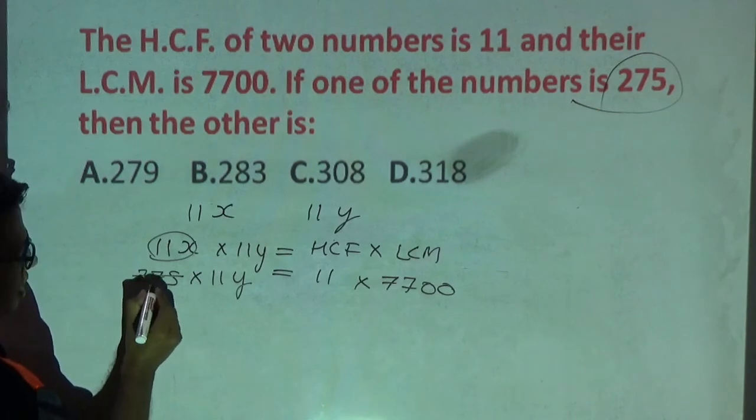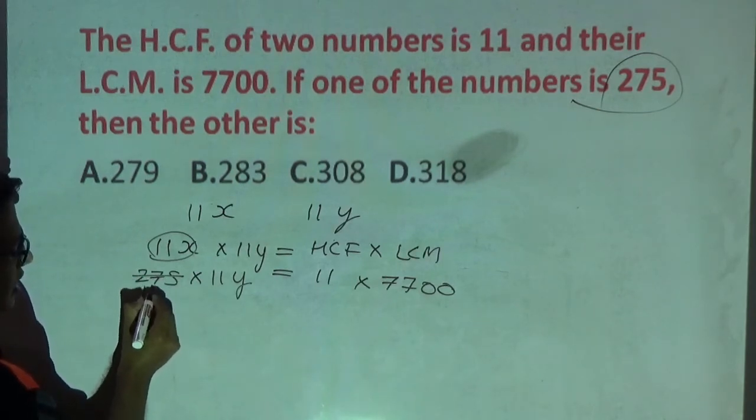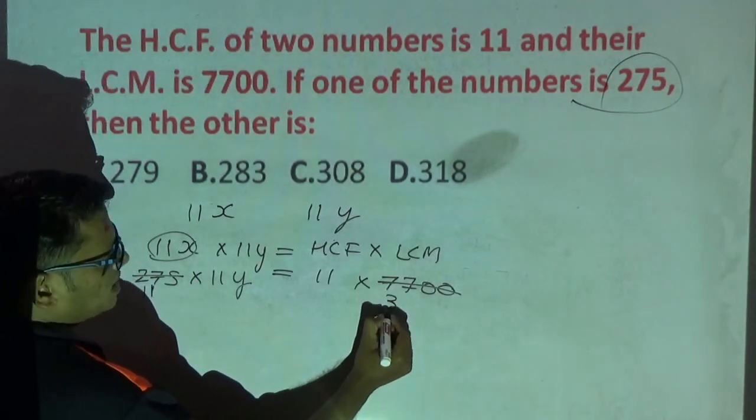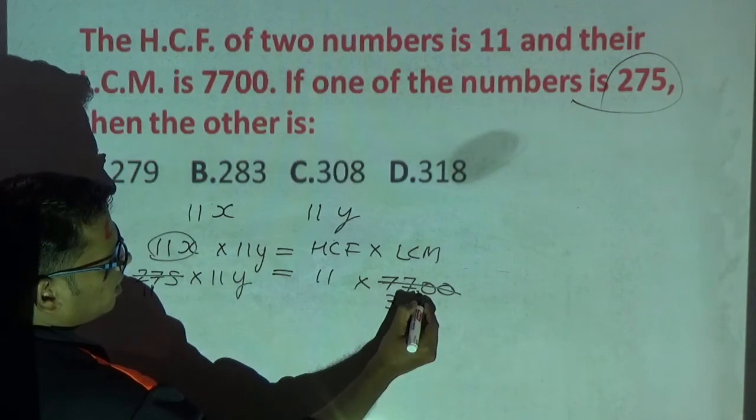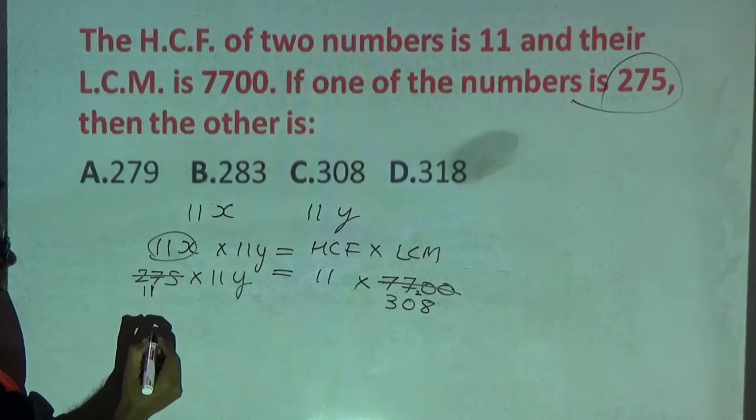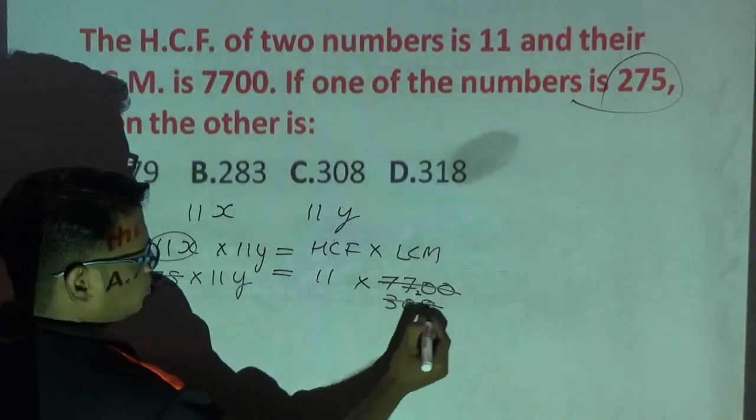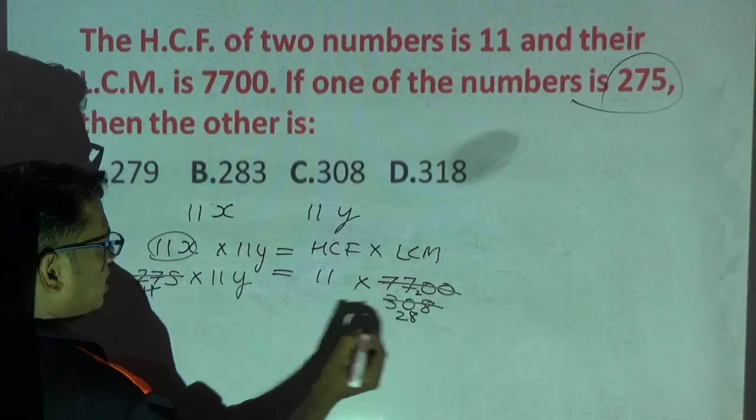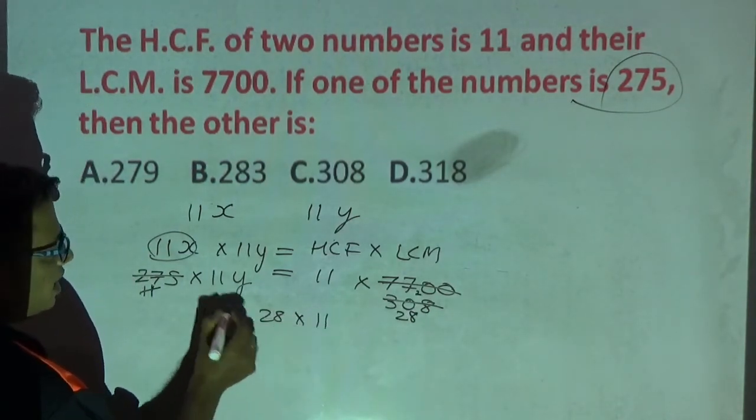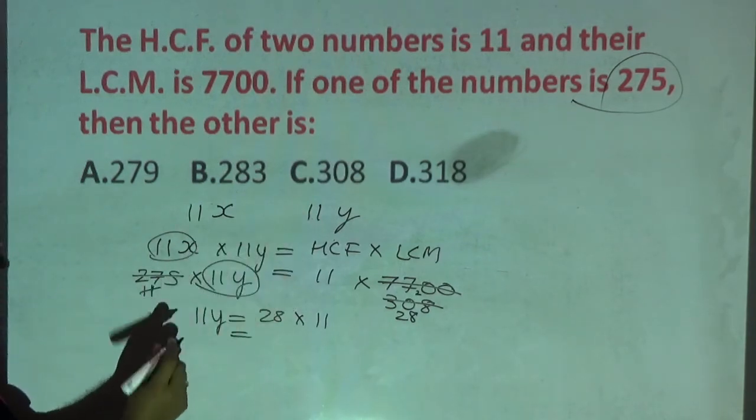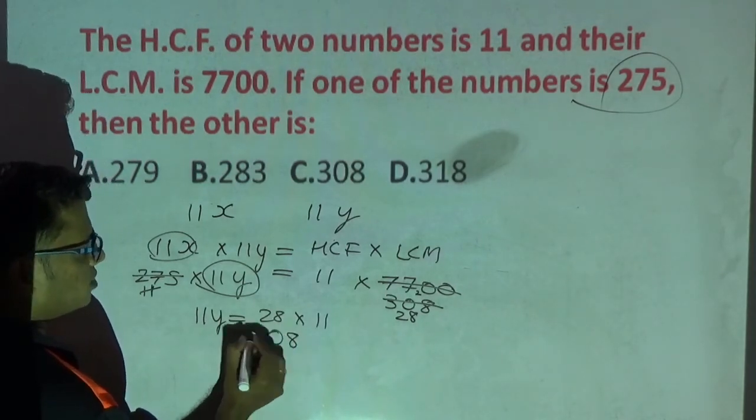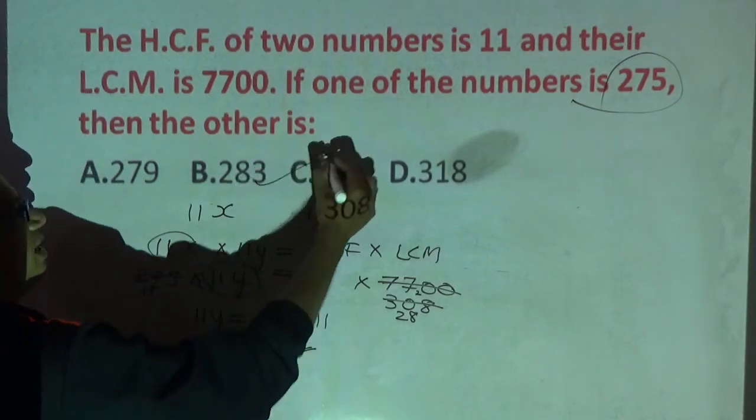25 ones are 25, 2 left out. 25 threes are 75, 2 left out. Then 0, 8. 308. Now, from your 11, 11 twos are 22, 11 eights are 88. So 11y is equal to 28 into 11. What I want is the other number, which is 11y, so don't solve here, let 11y be like that. See, 8, this is 10, then this is 3. The other number is 308.